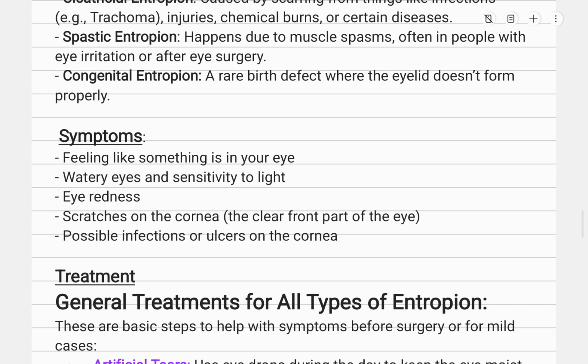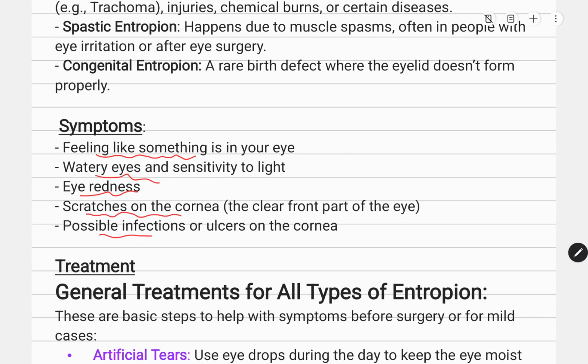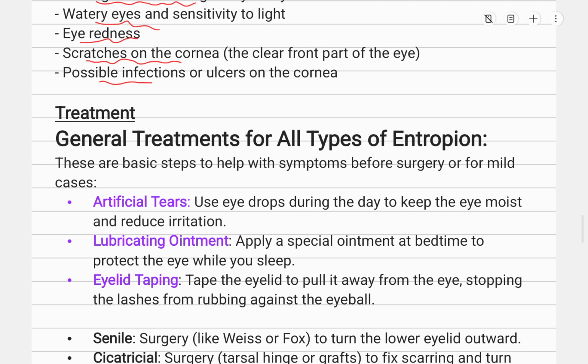Okay. So the symptoms will be the same: you will feel something in your eye, watery eyes, the eye will be red. So this scratches the cornea, and there is possible infection. Same as that was in the case of trichiasis. Okay. Now its treatment.